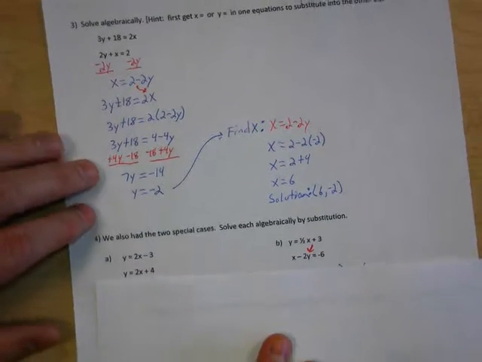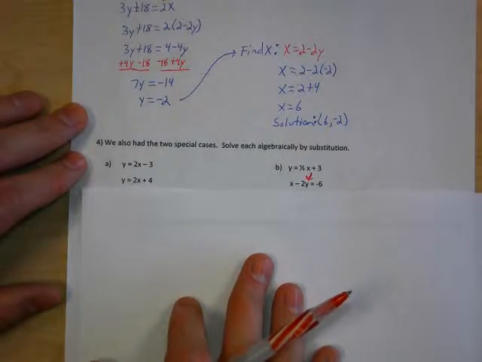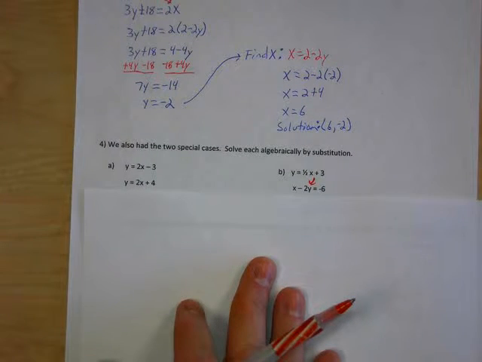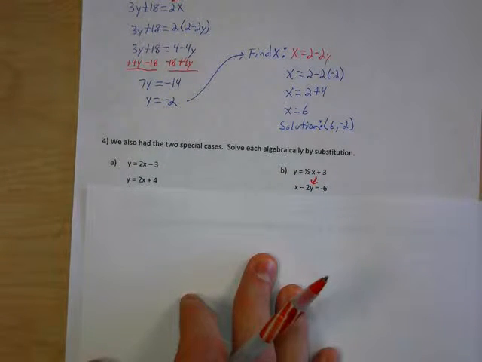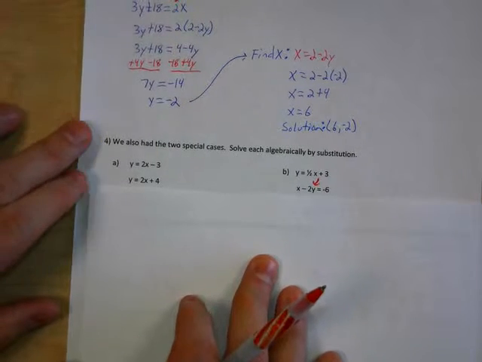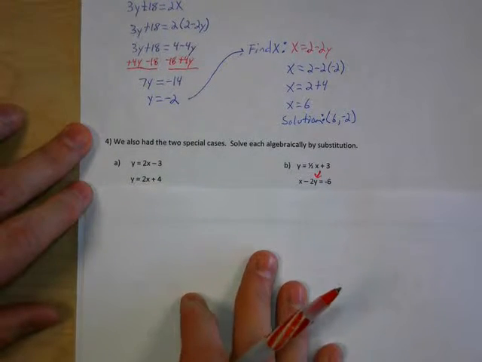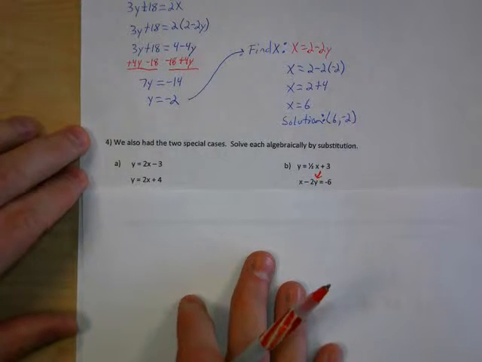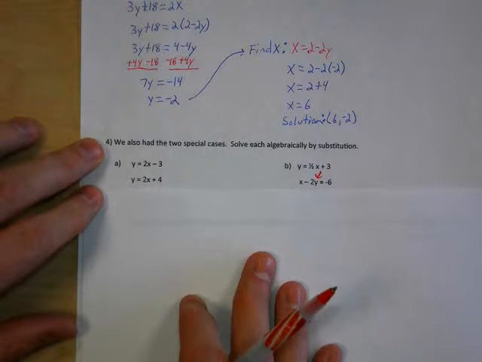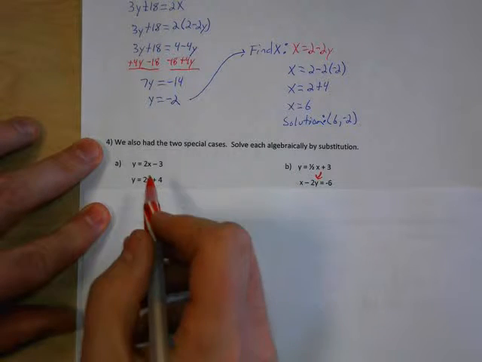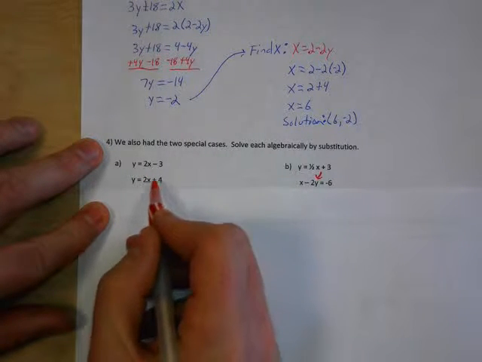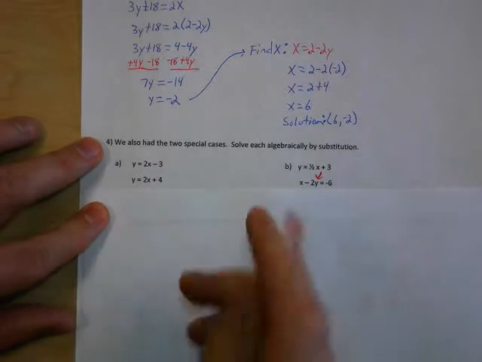Okay, so as we move on, there were 2 special cases. We're going to solve algebraically by substitution. Now if we look at the first system of equations, y equals 2x minus 3 and y equals 2x plus 4, if we solve that system algebraically, notice that they're both y equals, so we could just take 2x plus 4 and put it in place.